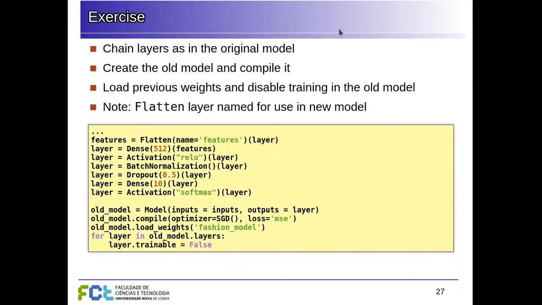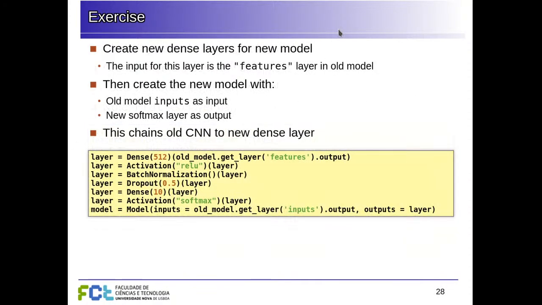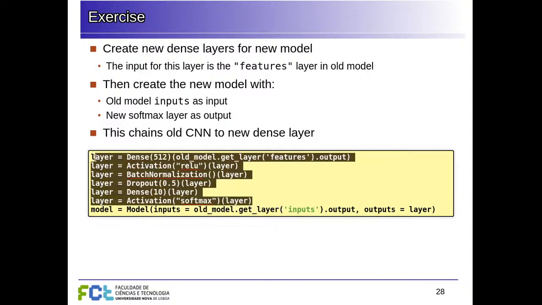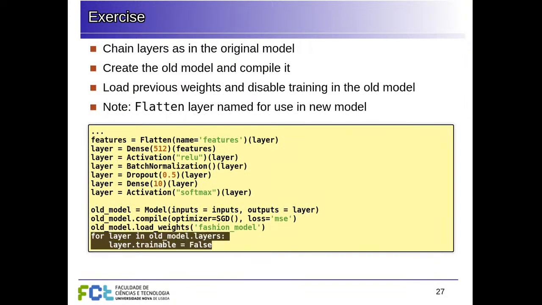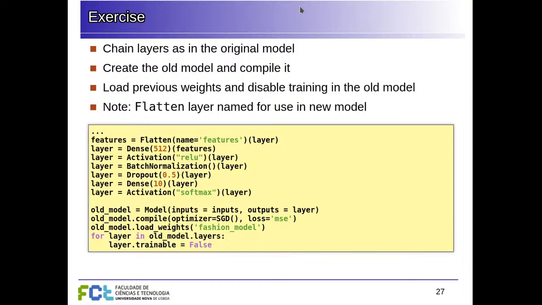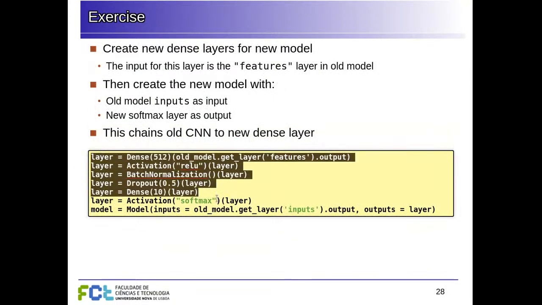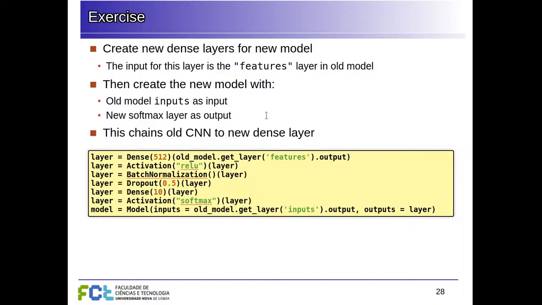So basically what we are creating here is a new network that uses the convolutional layers of the old model from last week, and creates a new set of dense layers for classification. The convolutional layers of the old model are all frozen, they will not be trained, but these new layers are trainable. So this is what we are going to train now.